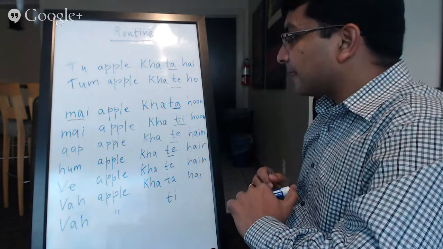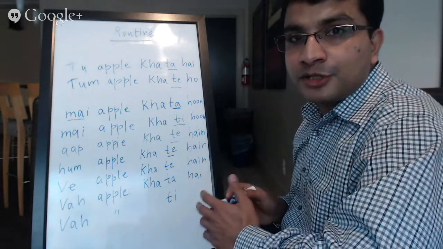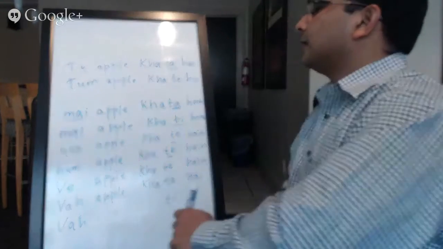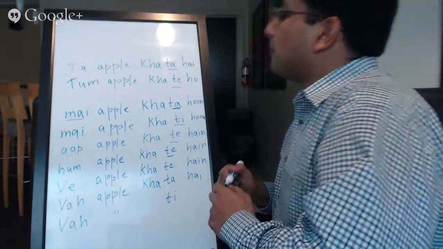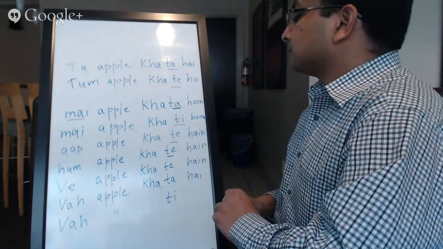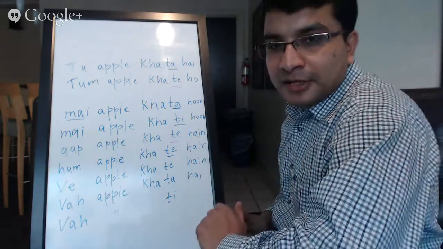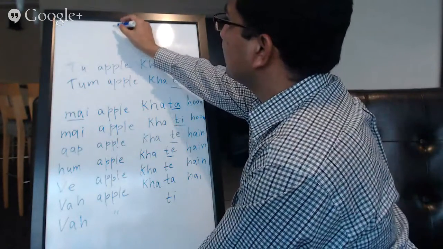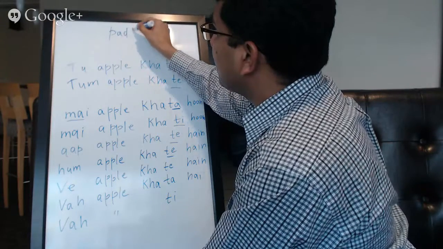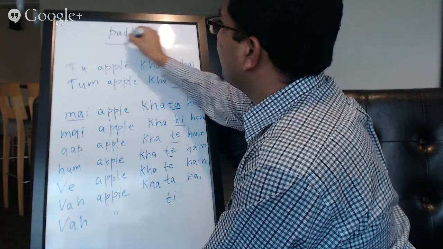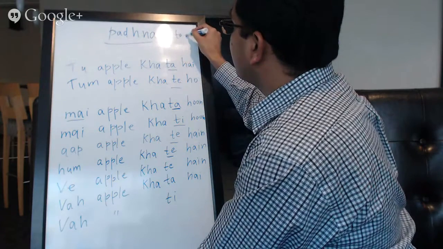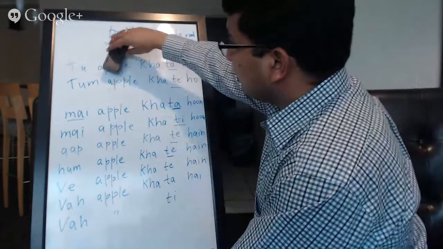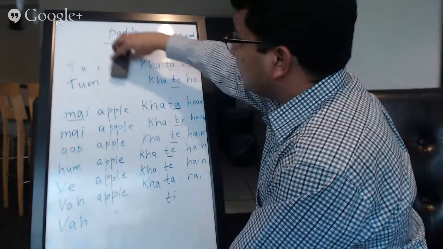Now let's say we take a new word. Khana is to eat. Okay? Let's take a new word. Give me an example here. Okay, padhna. So padhna is to read. Okay, and now think of it as like a book or kitab.